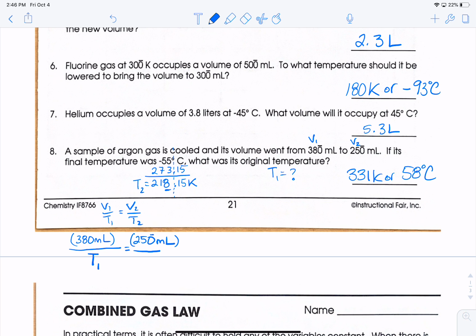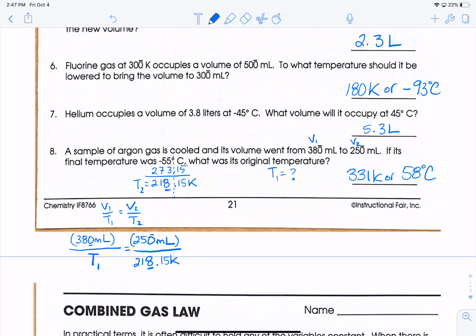And our T2 was 218.15K. There we go. 380. So 380, all three are significant. 250, all three are significant. And then the temperature, 3 of the 5 are significant. All right, yes. This is a little bit tricky.